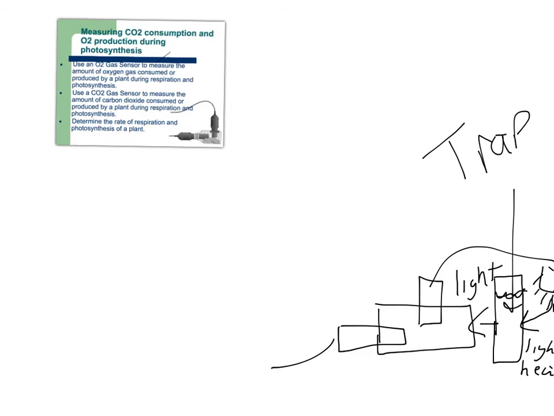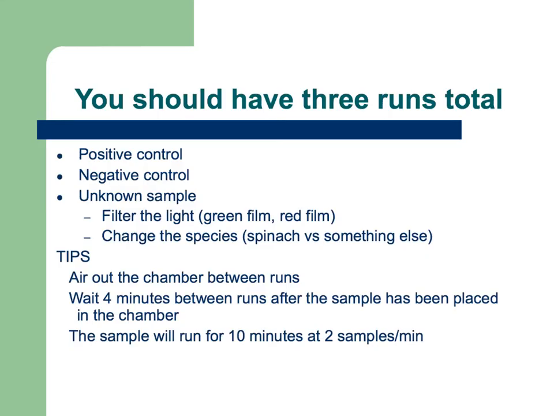And then we're going to determine the rate of respiration and photosynthesis, just like you determined it last week, where it was just respiration. You should have 3 runs. You should have a positive control, and you should all know how to figure that out. You should have a negative control, and you should all know how to figure that out. And then you should have your unknown sample. So your unknown, this is what you're going to be comparing to your positive and your negative control. You could either use the filtered light, so the green film or the red film, or you can change the species.